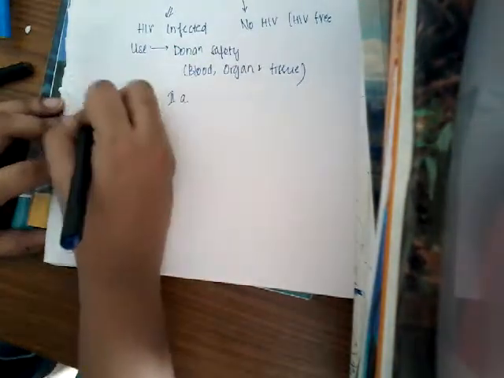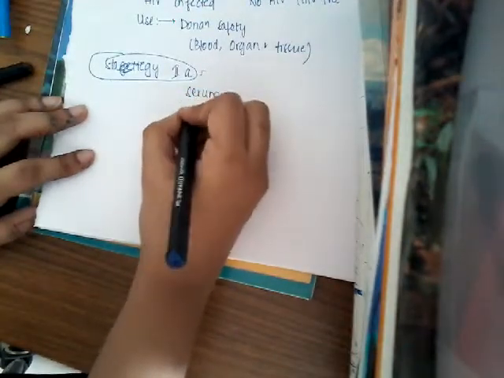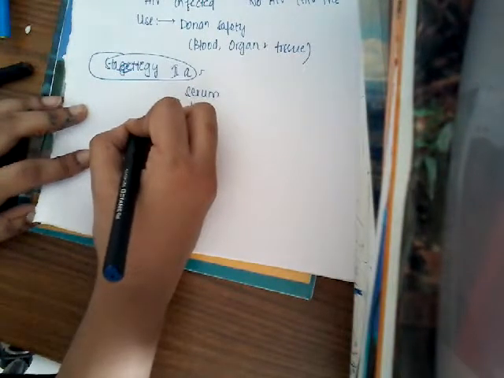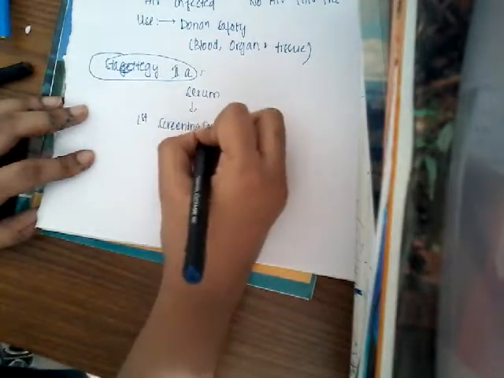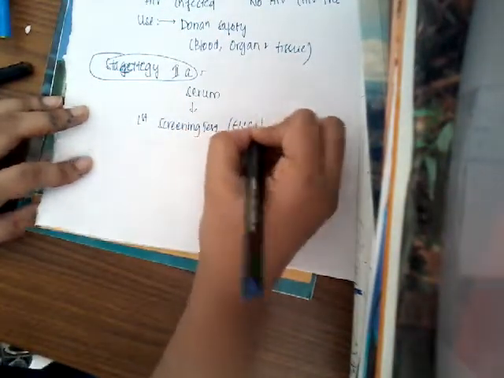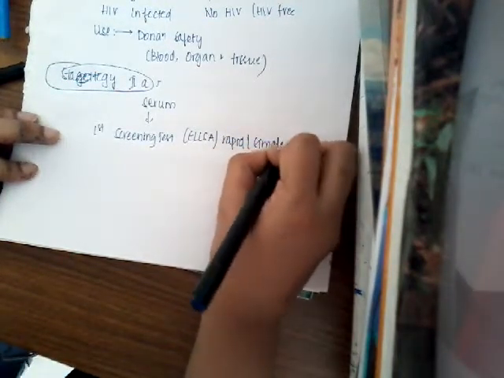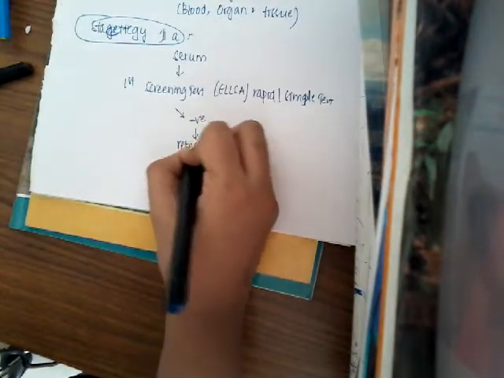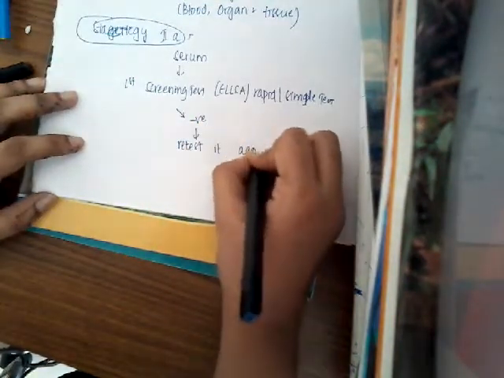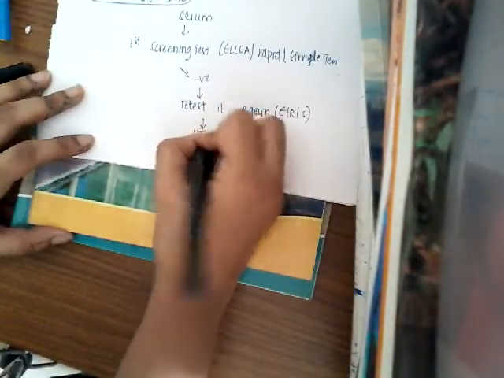In strategy 2A, the serum is first done to a first screening test. The first screening test can be either ELISA, a rapid test or a simple test, anything can be done. If this is positive, then you will retest it with a second test, again ELISA, rapid test or simple tests.